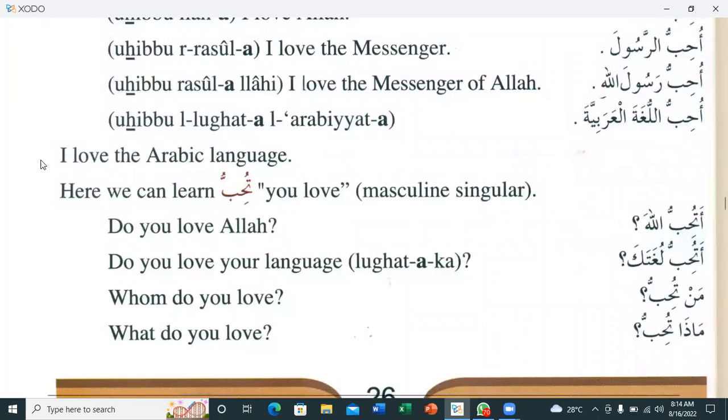Uhibbu al-lughata al-arabiyyah. I love the Arabic language. So in this sentence, uhibbu is fail, meaning verb. And al-lughata is mausuf, al-arabiyyata is sifat. Mausuf and sifat join, then this is object.